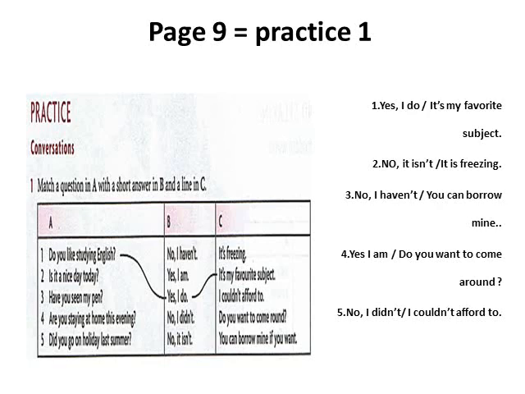Number 4, are you studying at home this evening? Yes, I am. Do you want to come around? And number 5 we have, did you go on holiday last summer? No, I didn't. I couldn't afford to.